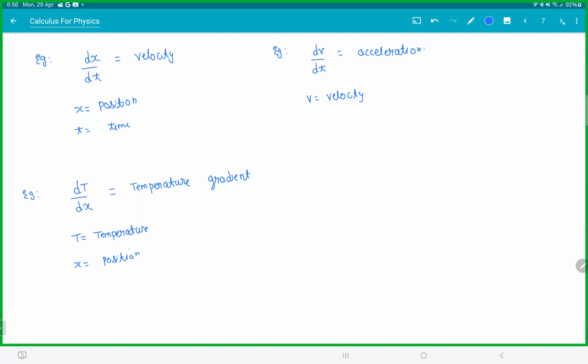All clear with this? Any doubts? Brijesh, Devika, Pushkal, Tanya, Sanya, clear with this? Tanish, Archana? Great. Now let's go ahead.